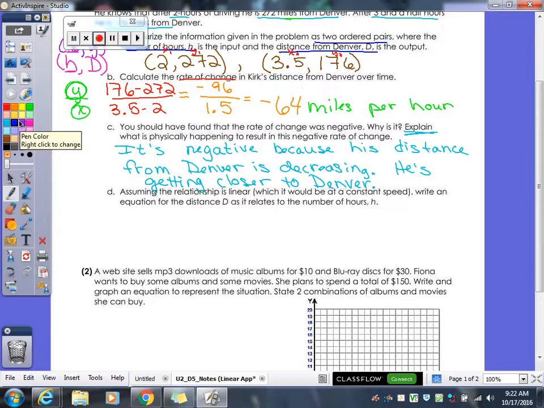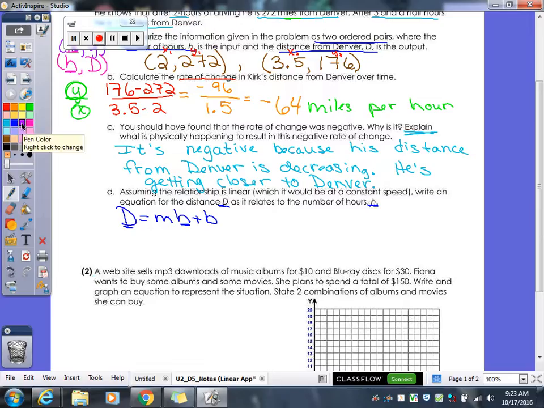D, assume that the relationship is linear, which it would be since it's a constant speed. They told us at the beginning it was constant speed. Write an equation for the distance d as it relates to the number of hours h. So we have to write an equation, but instead of using mx plus b, we're going to use d for our y, h for our x. Remember, we wrote it up there above. They want us to use those letters. If they give you letters and you don't use them, you will lose points. You've got to use their letters when they're given.